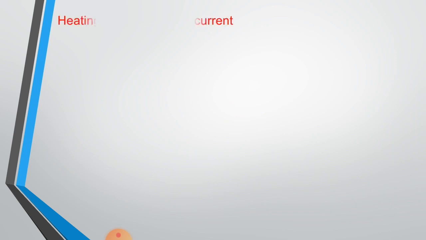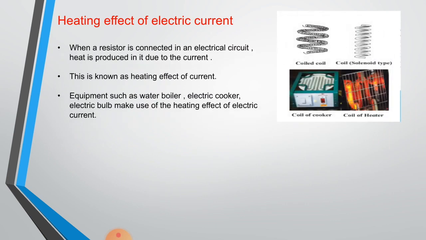Next we learned about the heating effect of electric current, which is a very interesting topic. When a resistor is connected in an electrical circuit, heat is produced in it due to current. When current is there, heat is also produced. So this is called the heating effect of current. You all know that equipment such as a water boiler, electric cooker, and electric bulb make use of the heating effect of electric current.